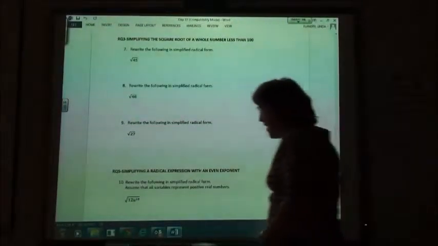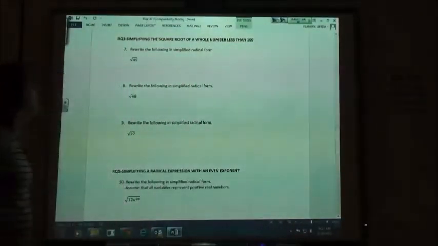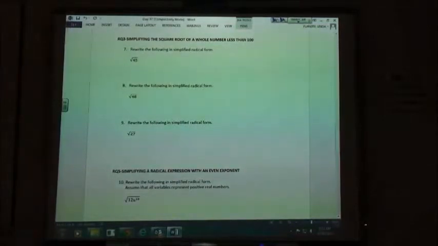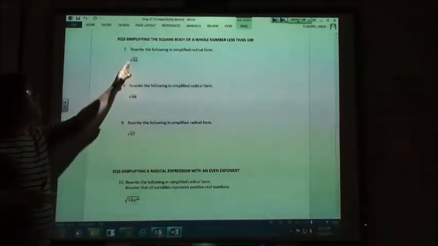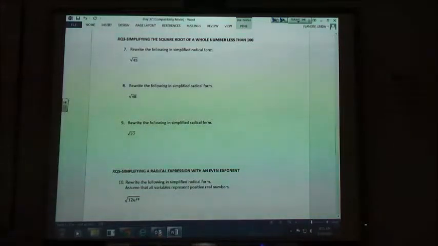7, 8, and 9, simplifying some radical expressions. Square root of 45 is an irrational number. If you put it in your calculator, you get that big, long, crazy decimal. But you can simplify it by factoring it into something that has a perfect square.